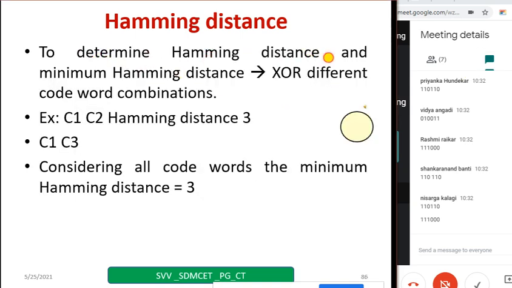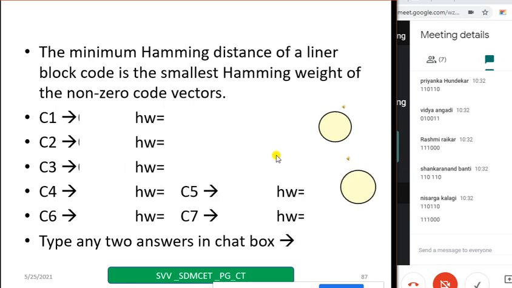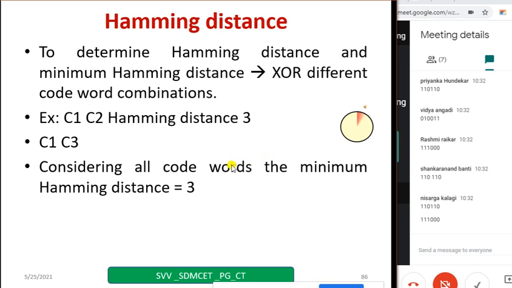To determine the Hamming distance and minimum Hamming distance, XOR the different code word combinations. C1 and C2 Hamming distance is 3. C1 and C3, you can see the code words and find out the Hamming distance. Considering all code words, the minimum Hamming distance we found was 3. Take a little time, and whatever codes you have typed and have in your notebook, just glance for a few seconds at the Hamming distance between two. When you compare two code words, is there any Hamming distance more than 3 or not? You can check it.